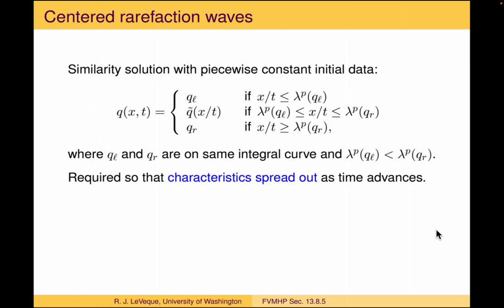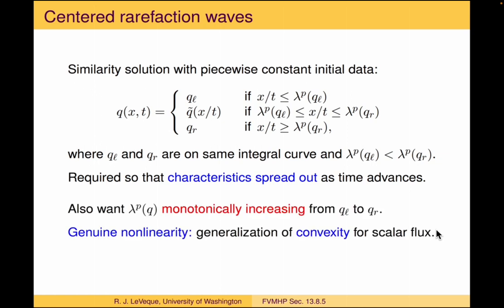And again, to have a physically meaningful centered rarefaction wave, we have to have these characteristics spreading out. So we need lambda p at q left definitely to be less than lambda p of q right. But moreover, we know from looking at scalar conservation laws that we need something a little stronger than that.